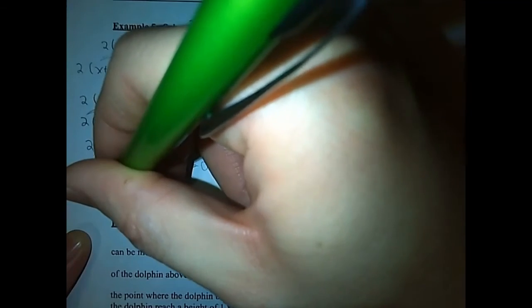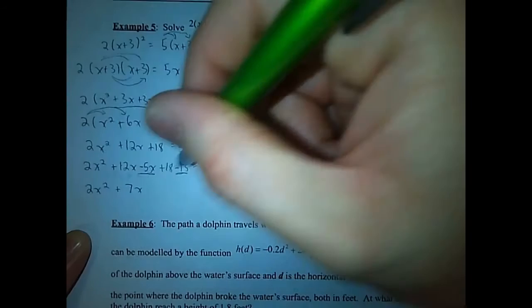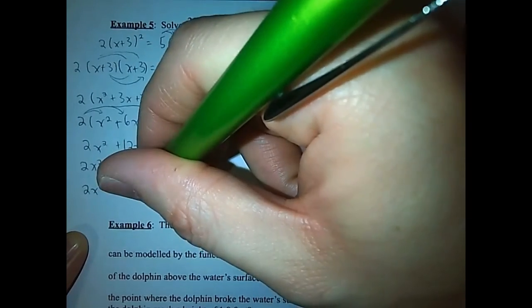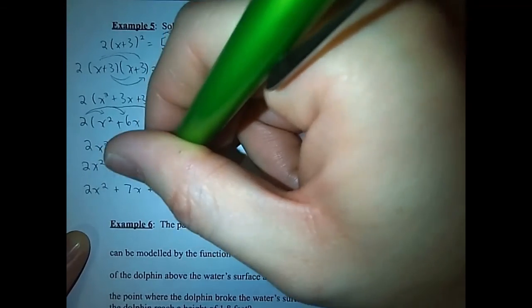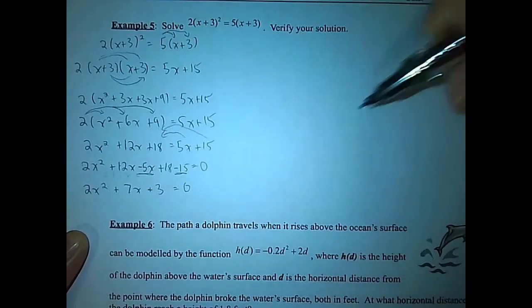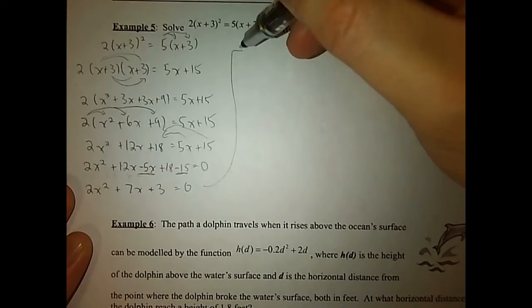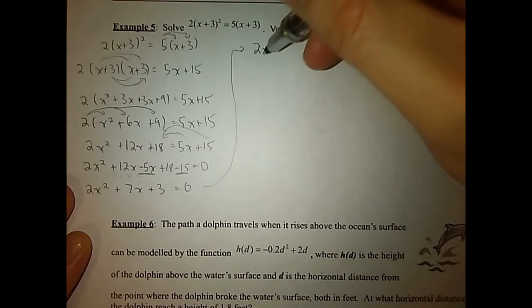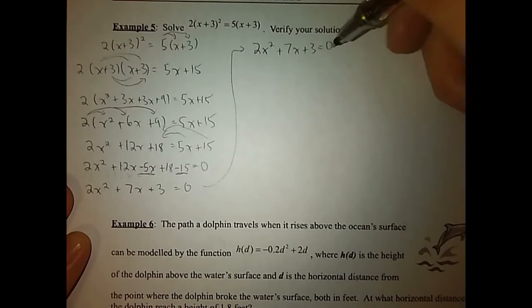So now we can simplify this again. I get 2x squared plus 12 minus 5 is 7x. 18 minus 15 is 3, is equal to 0. So this is our new equation here. I'm just going to move this to the top now. By putting everything to one side, it looks like it's in a form that I can factor, which is the whole point of this.